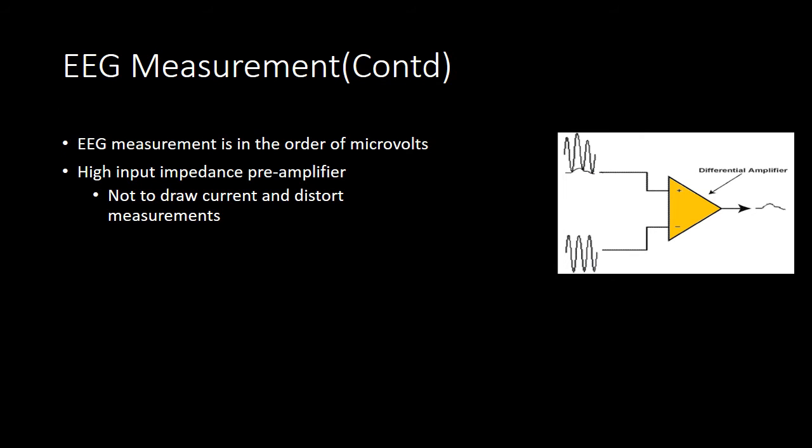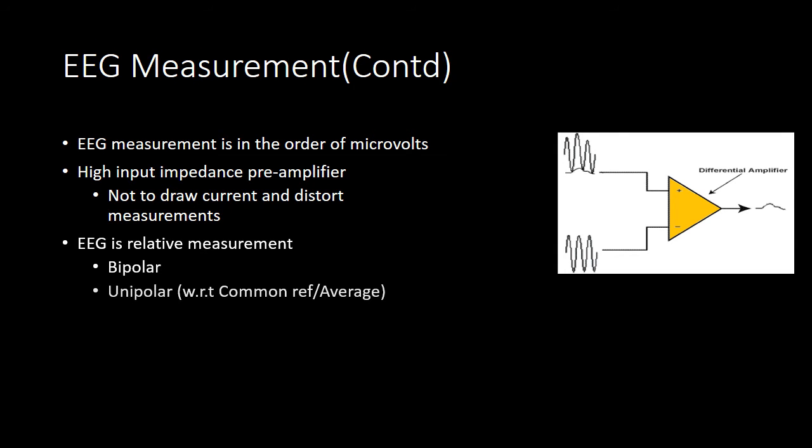The signal strength is very small, in the order of microvolts, and we know that there is interference due to noise which is much bigger in amplitude. So in order to remove noise, we take the differential measurement using a differential amplifier. This amplifier basically finds the difference between two input signals. In this technique, we also ensure that there is much higher input impedance so that it does not draw much current and distort our measurements. Thus, EEG is a relative measurement.